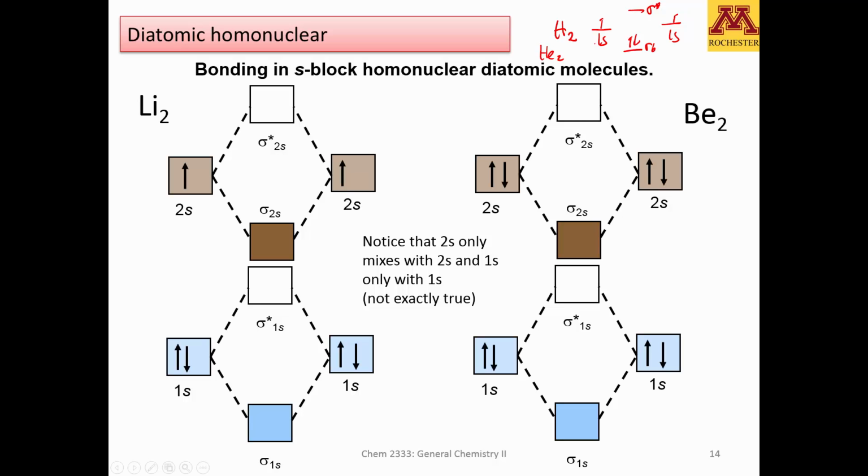Alright, and you will see that for helium-2, the orbitals are the same, but you have now 4 electrons. You need to place 4 electrons in the molecular orbital diagram, placing as many in the bonding as in the anti-bonding. This is why helium-2 does not exist, because the bond order is 0.